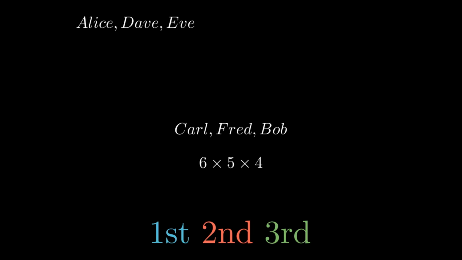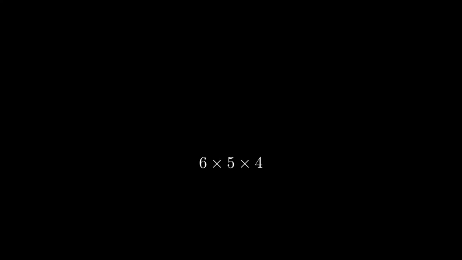Finally, for the third slot, since we've already used up 2 students in the previous 2 spots, we only have 4 possible students to put in. And we can't go any further since we can only put students in these 3 spots. So, when we multiply it all up, 6 times 5 times 4, we get a total of 120 ways to distribute the students.